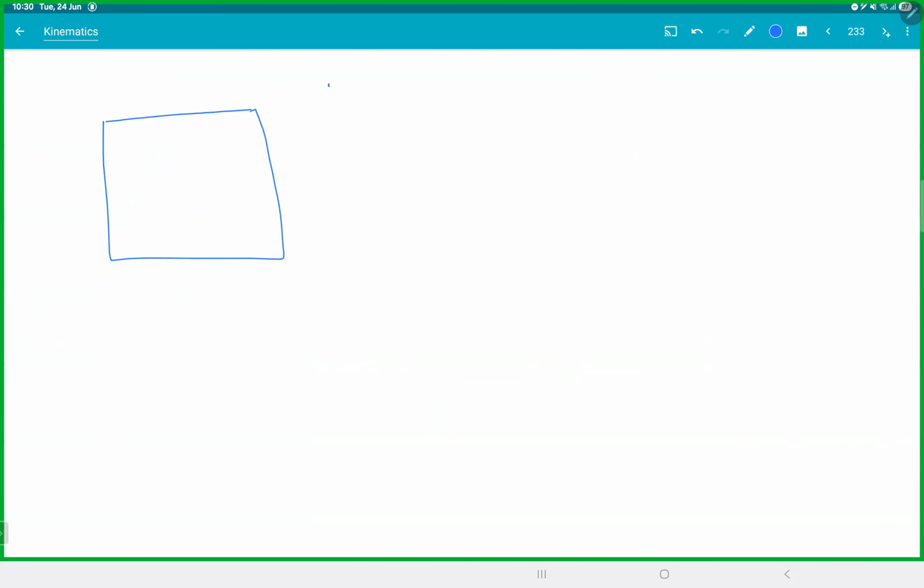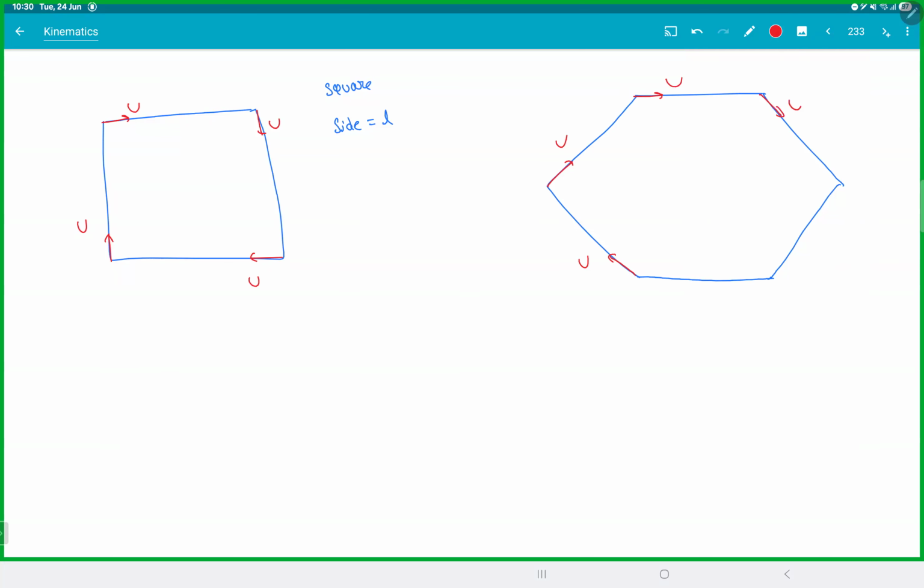So if there are 4 particles going on a square of side L, this is going with you, this is going with you. Can you tell me what will be the time for this? Same thing, if you have a hexagon, if you have 6 particles chasing each other, same story. What will be the time for this?